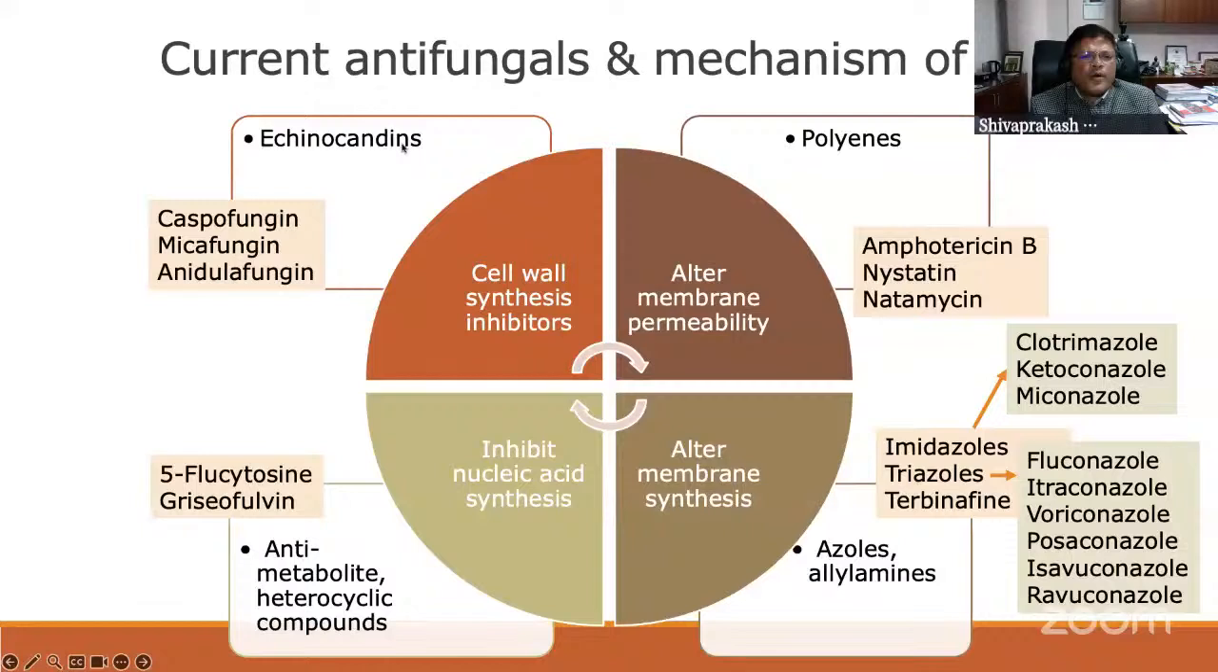The next group of antifungals is the echinocandins. In echinocandins, we have three major ones: caspofungin, micafungin, and anidulafungin. All three can be used for the treatment of many infections. Where the targets are, I'll be mentioning. Next is inhibition of nucleic acid synthesis. This is 5-flucytosine and griseofulvin.